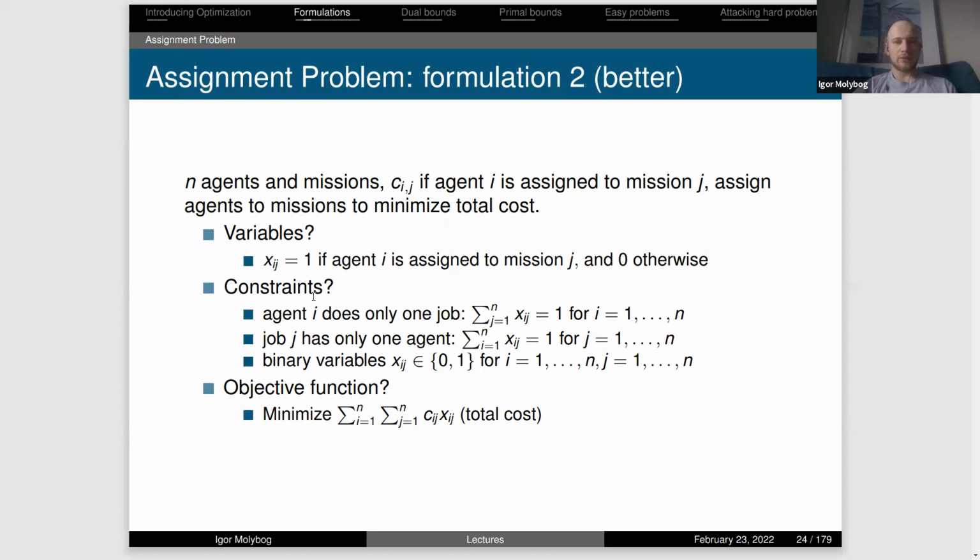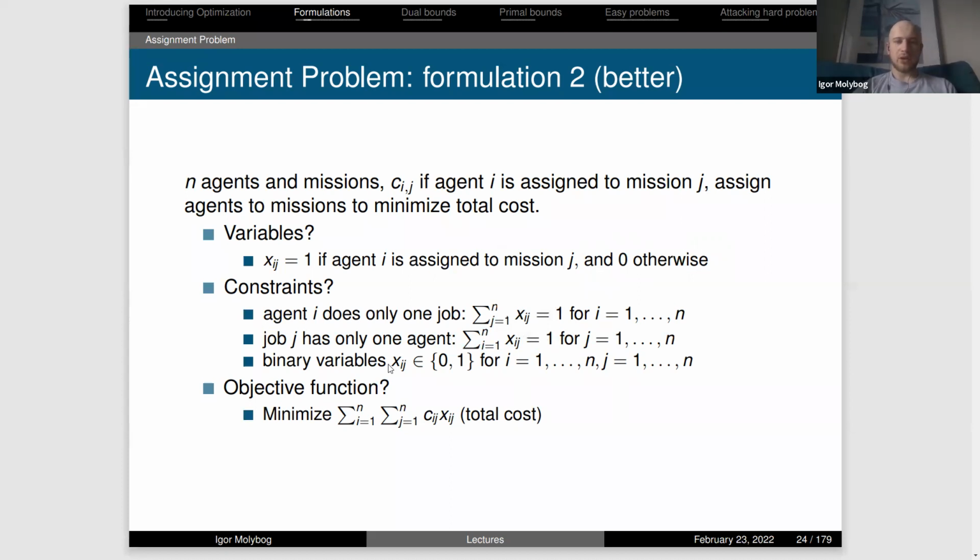Then we need to define the constraints. The constraint that agent i does only one job is represented with the summation over all jobs of xij being equal to 1. And the constraint that job j has only one agent is also represented with equality constraints, sorry, n equality constraints, one for each j. The summation over all agents of xij must be equal to 1, just because there's only one agent that is assigned to a job.